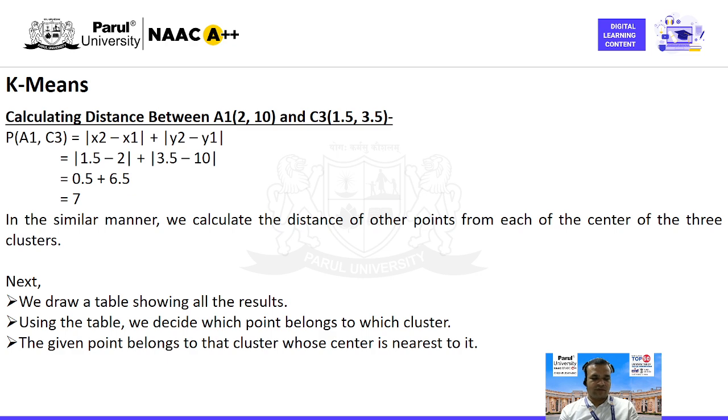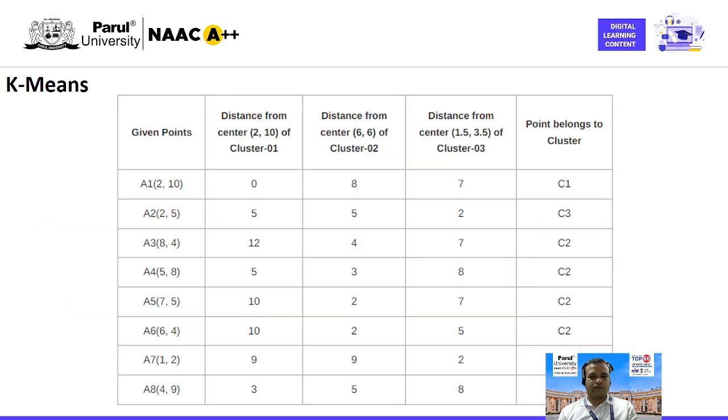Next, we draw a table showing all these results. Using that table, we decide which point belongs to which cluster, as in the previous table. The given point belongs to the cluster whose center is nearest to it. Similarly, we have all 8 points here and the distance from the center: cluster 1 center (2, 10), cluster 2 center (6, 6), cluster 3 center (1.5, 3.5).